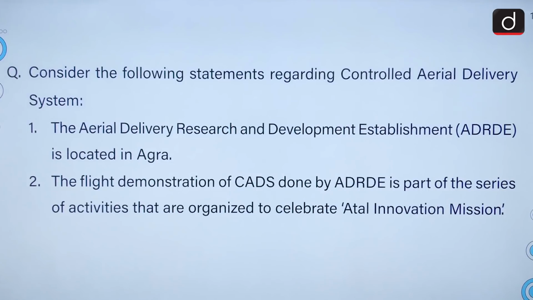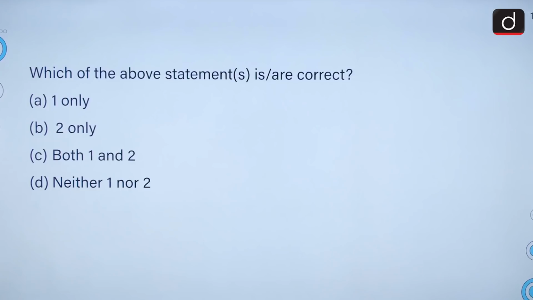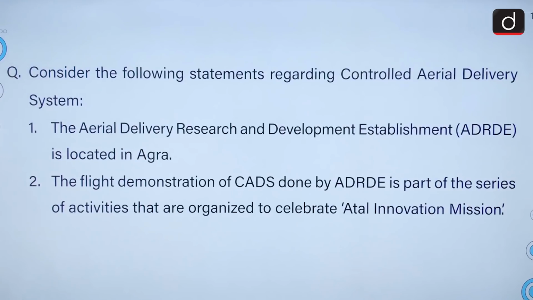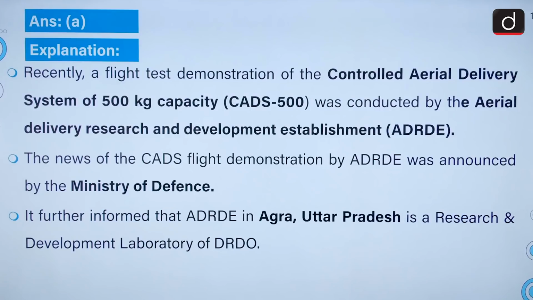Moving on. Consider the following statements regarding controlled aerial delivery system. The Aerial Delivery Research and Development Establishment is located in Agra, and the flight demonstration of CADS done by ADRDE is a part of the series of activities that are organized to celebrate Atal Innovation Mission. So we have to select the correct statement. The Aerial Delivery Research and Development Establishment is located in Agra. This is definitely correct. Very important to be remembered from the perspective of especially state PCS. Second is incorrect because the flight demonstration of CADS, which was done by ADRDE, is a part of the Azadi Ka Amrit Mahotsav celebration. First is correct, second is not. The correct answer is option A, one only.